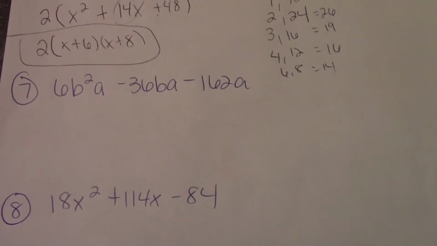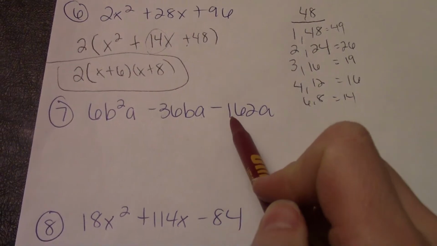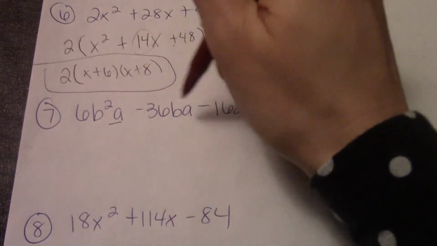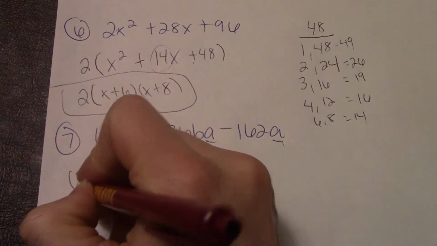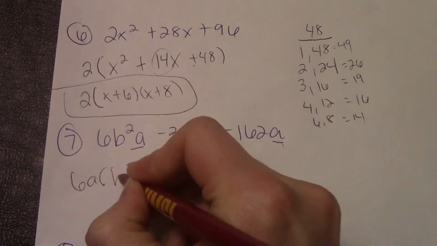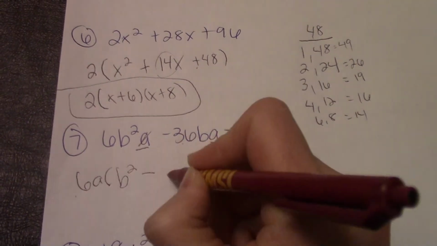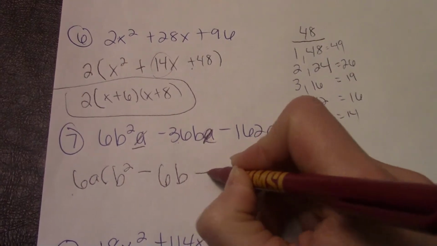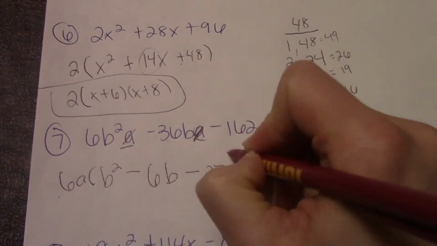One more together. So 6b squared a minus 36ba minus 162a. So we have an a in every single one. And then 6 should go into each one of these as well. So 6a, there's just b squared left because the a went away. Minus 36 divided by 6 is 6b, a went away. Minus 162 divided by 6 is 27. And that a went away.